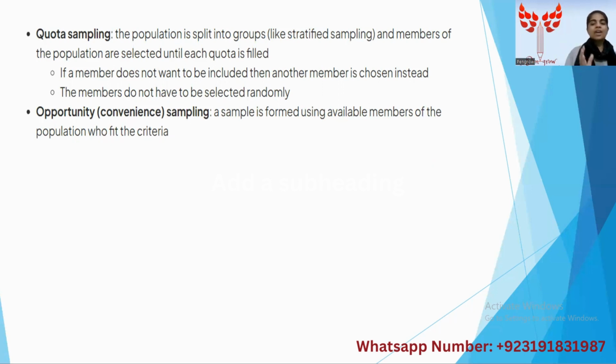Okay, let's say out of 10 people in the sample, you need to have 6 females. A quota is set. So you need to take 6 females. You split them into groups, and then you need to take 6 females. Okay. Opportunity convenience sample. You simply take the people who are conveniently, or the units which are conveniently available to you, right? Who are fitting the criteria and they are readily available.